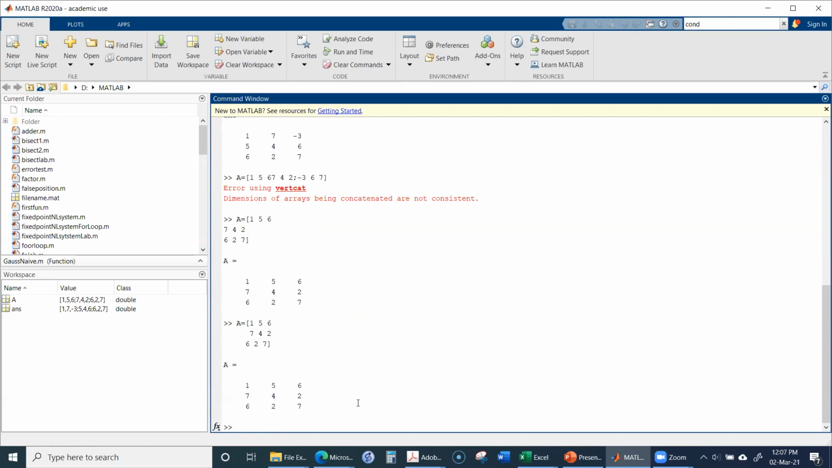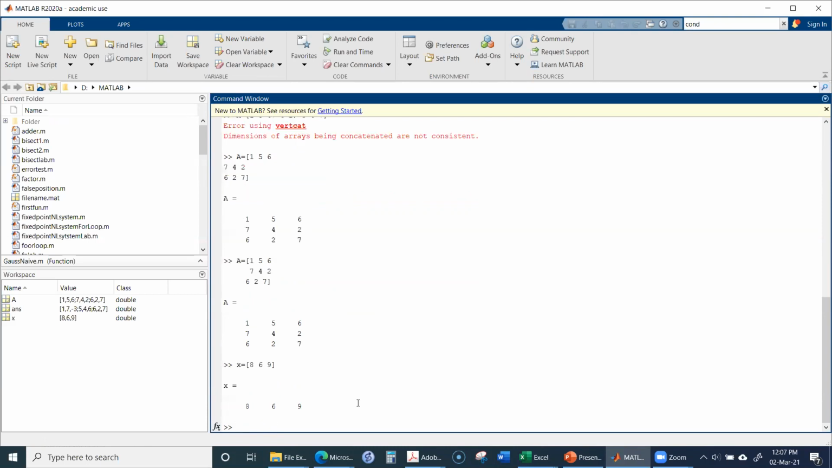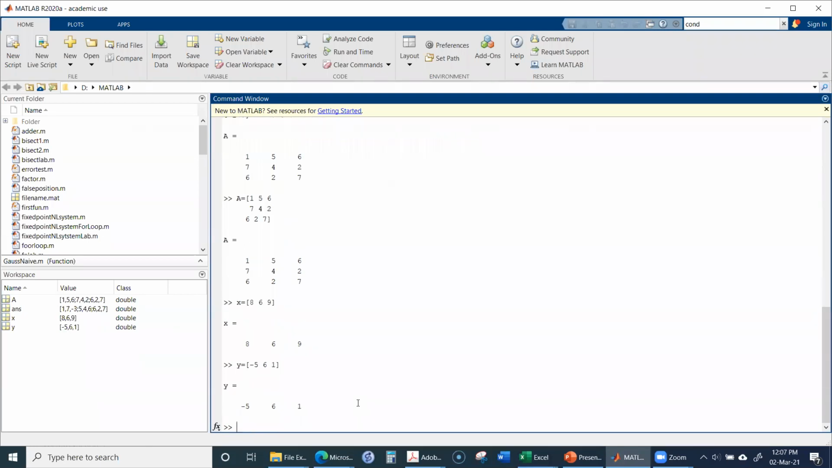Now let's do the second point for this tutorial. If I have a row matrix X, I can put it like this: 8, 6, 9. So this is a row matrix. And if I have a Y row matrix, minus 5, 6, 1, this is another row matrix. And if I have Z, another row matrix, 4, 8, 2.